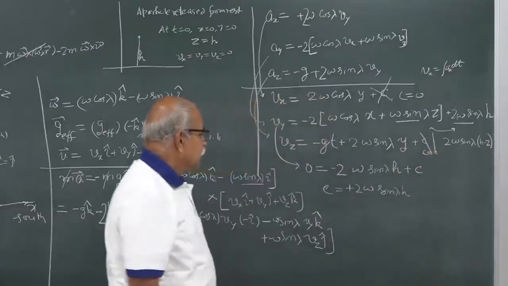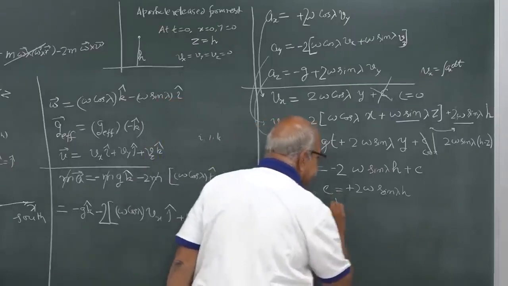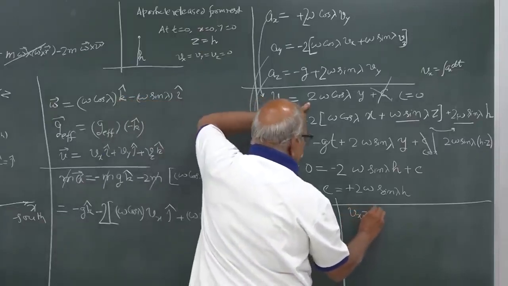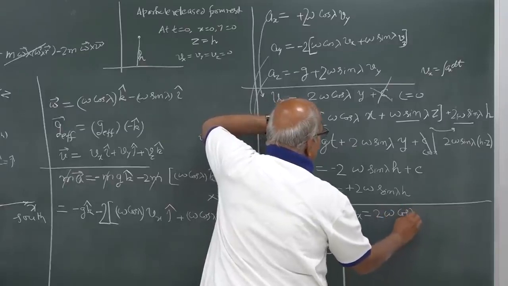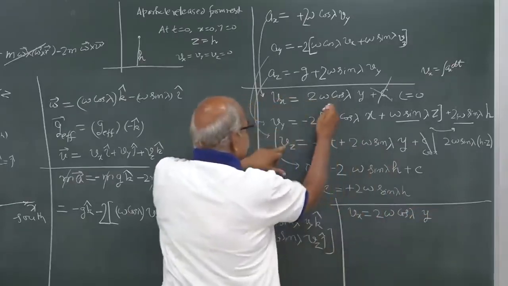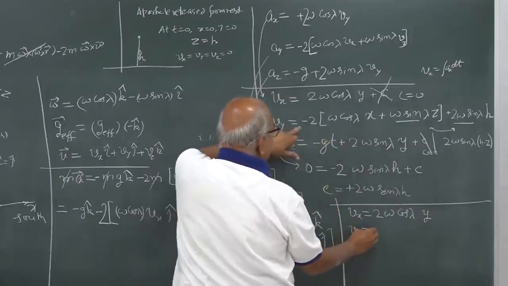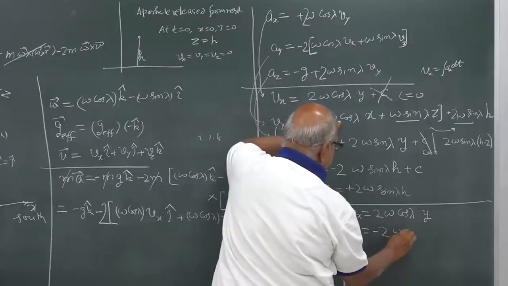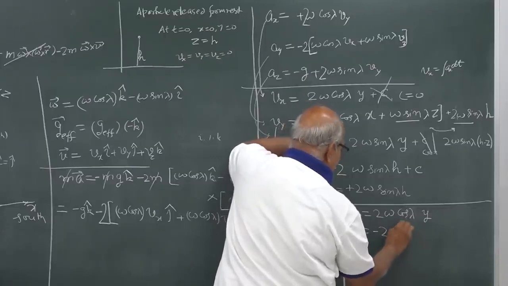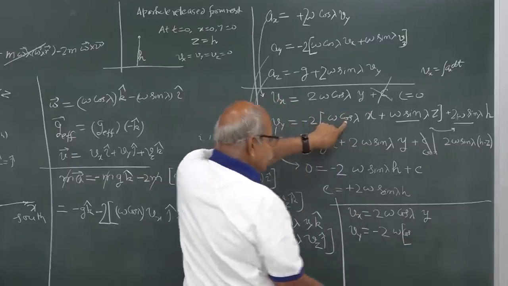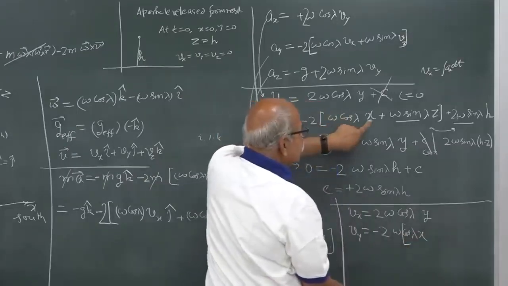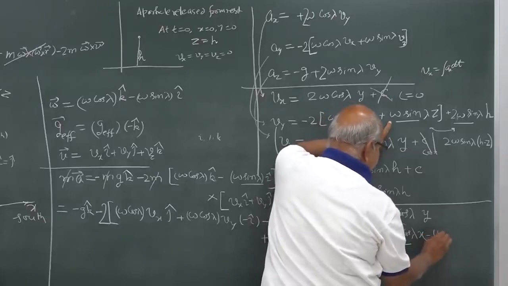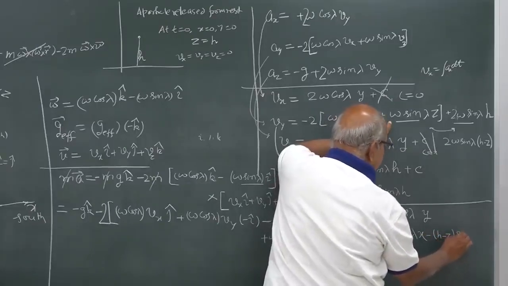So, these are the three equations. Let me write it more cleanly. Vx is equal to 2 omega cos lambda times y, this one. Then Vy is equal to minus 2 omega, taking common, cos lambda times x, and then here it is minus z, h minus z here and sin lambda here.